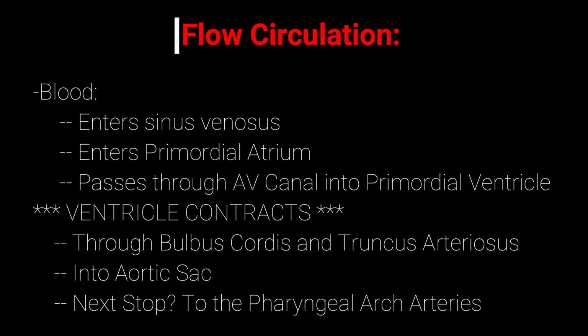When the ventricle contracts, blood is then pumped through the bulbus cordis and the truncus arteriosus into the aortic sac. It is then distributed to the pharyngeal arch arteries.